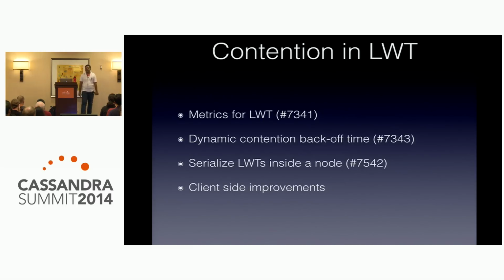And then there are client side improvements, which you can do. If your client knows that two requests are going to collide with each other, you might want to serialize some things in your application if you can. There's no point sending two requests to the database when you know they will collide and only one is going to succeed, in case you can do that.